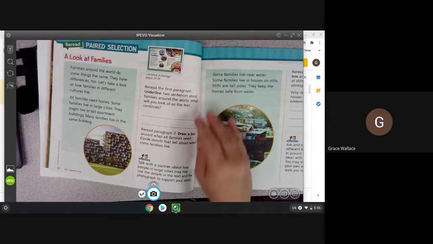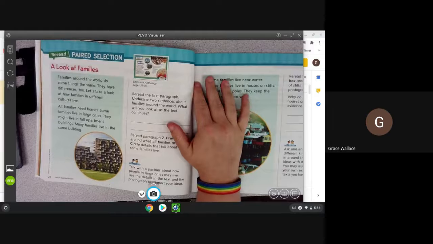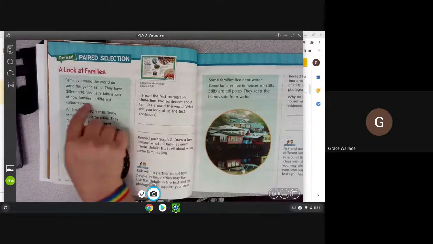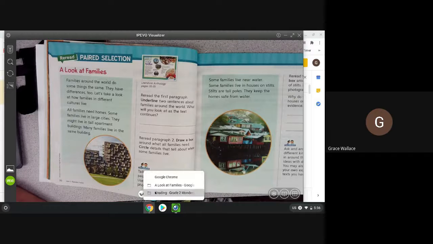And then I want you to talk about this with someone at your house. It says, talk with a partner about how people in large cities may live. Use the details in the text and a photograph to support your ideas. So use the details from the text and these pictures. You can see these pictures and be like, man, that's a lot. Use that to help you answer that question. We'll go back to our story.